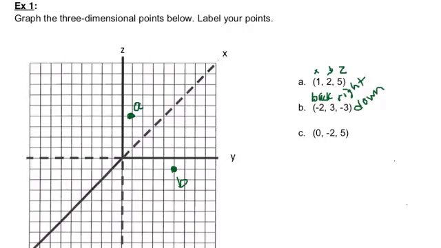The last point is 0, negative 2, and 5. If we're going 0 on the x-axis, we're staying at the origin. Negative 2 tells us to go left 2, and positive 5 tells us to go up 5. So our C is right here. Again, plotting points in 3 dimensions is very similar to 2 dimensions. We're just adding that extra axis.